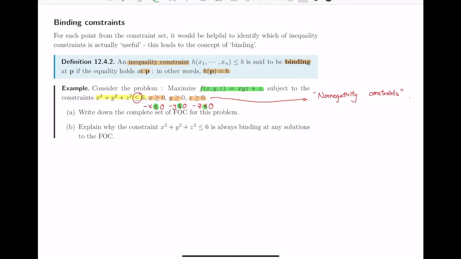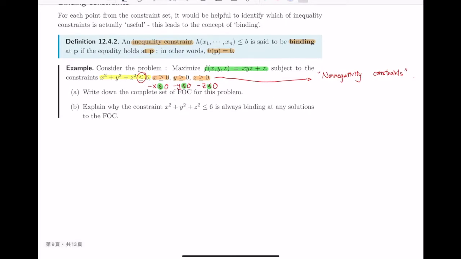Part A. Write down the complete set of first order conditions for this problem. So the first thing we need to do is to write down the Lagrangian. What is the Lagrangian in this case? The Lagrangian L equals the objective function, in this case x times y times z plus z. So this is our f. And then minus lambda 1, the first inequality constraint comes from x squared plus y squared plus z squared less than or equal to 6. Therefore, we put down x squared plus y squared plus z squared minus 6.